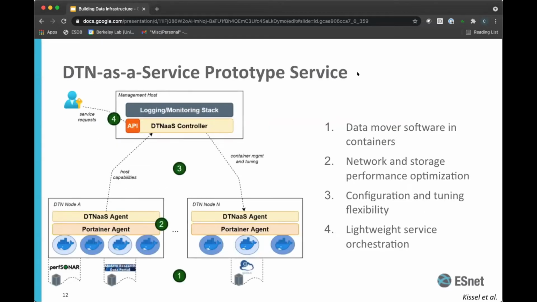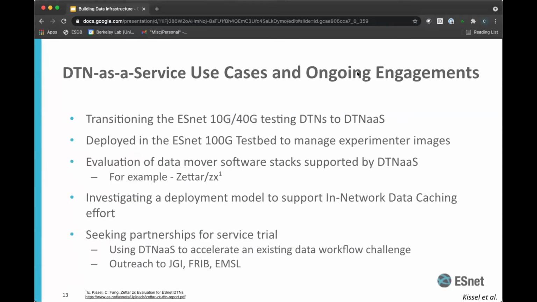So we do actually have a prototype that we've built. It is based on containers. We have a centralized host that manages the container systems, as well as the software that is implemented on top of that. In the spirit of eating our own dog food, we're transitioning our current 10 and 40 gig testing DTNs to this DTN as a service. We've deployed the DTN as a service infrastructure on our testbed to manage images, just to ensure that we understand how we can manage containers and enforce security.